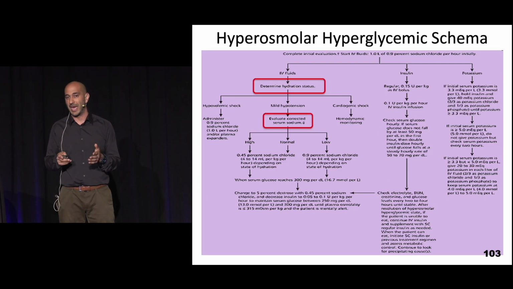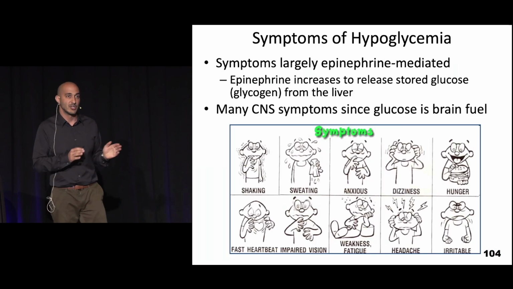This is another schematic of HHS, which just shows some of the ways that you can treat when they're hypernatremic. This is more of a reference slide, beyond the scope of this, how to deal with hypernatremia, but just recognize they may be hypernatremic as well, and these are some of the ways you can treat it. Okay, so that's high blood sugar.